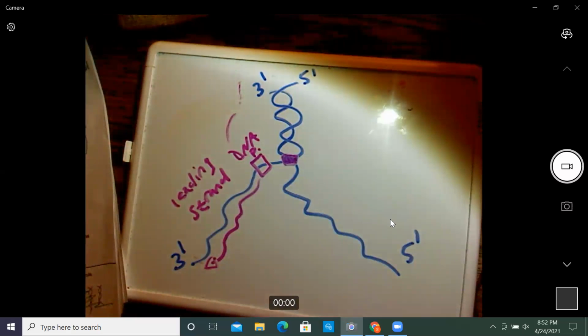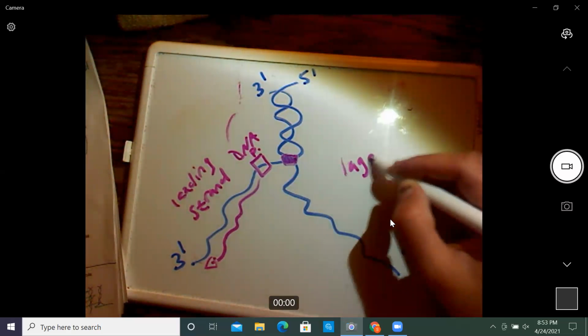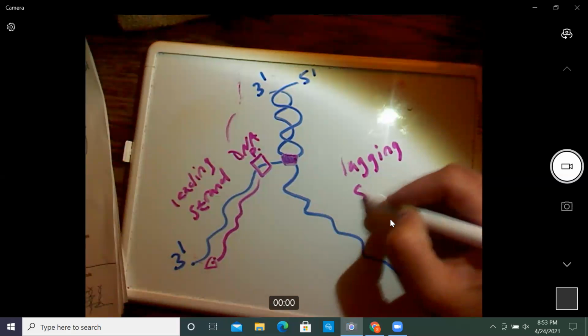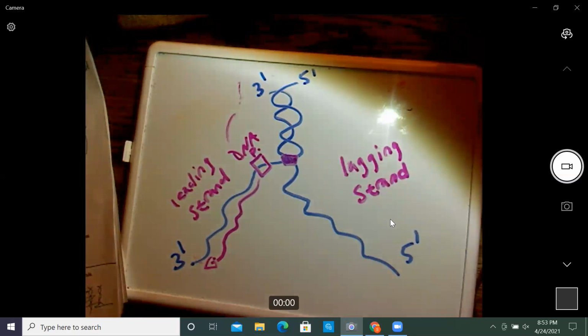On the other side, we have an anti-parallel strand to the leading strand. It goes in the opposite direction. That's a huge problem for DNA polymerase because it can't read in the 3' to 5' direction. It can only read the other way. So this strand is going to be called the lagging strand. Lag. You may have heard that on the internet. If you're lagging, you're going slow, you're running behind.